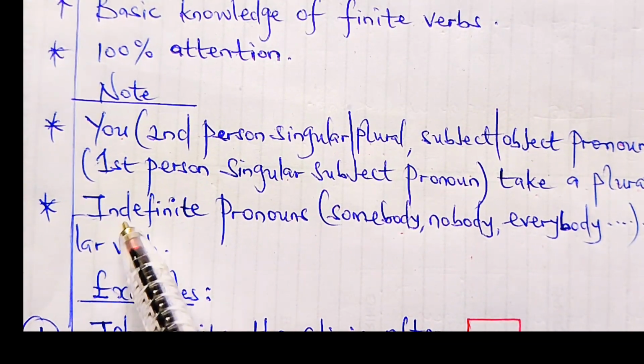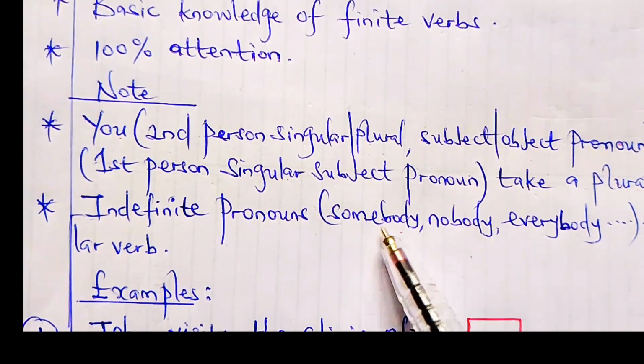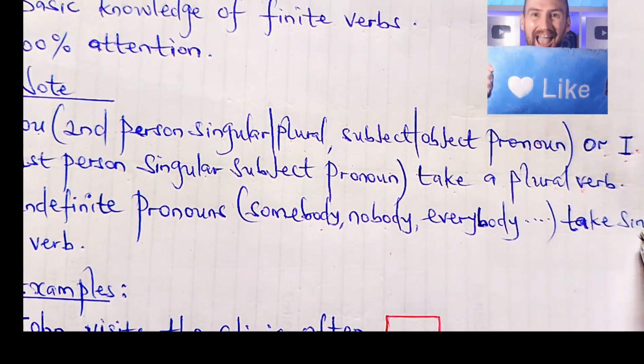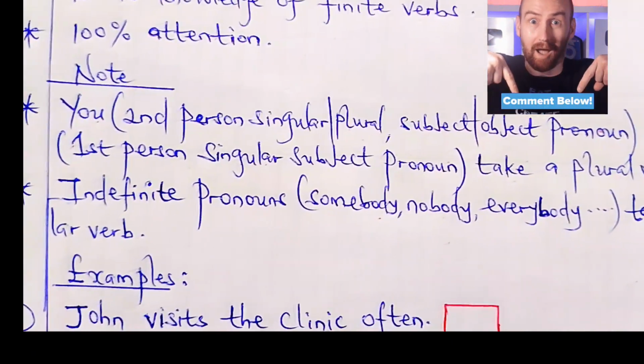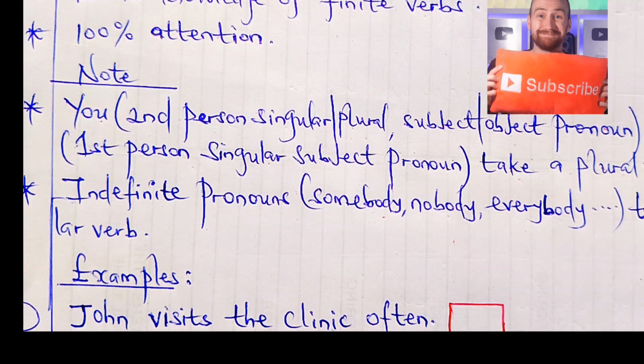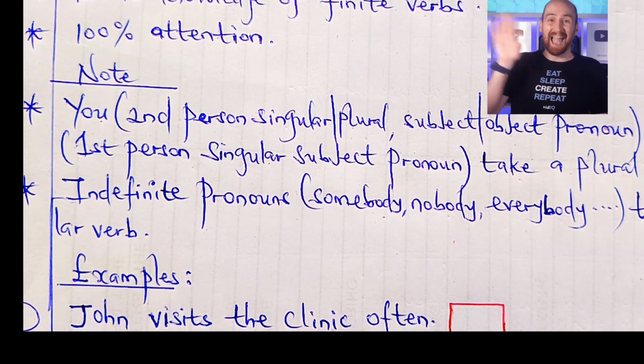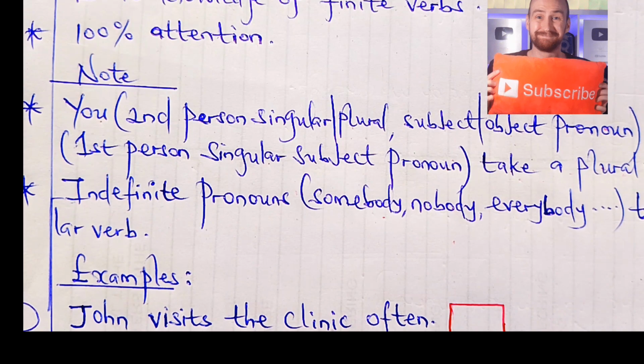Well, the next thing I want to note is indefinite pronouns such as somebody, nobody, everybody take singular verbs. So whenever you talk about indefinite pronouns such as somebody, nobody, everybody, you have to use a singular verb with such indefinite pronouns. So here are a couple of examples.